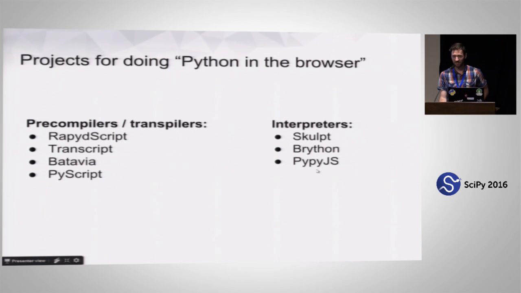And then there are projects that have a proper interpreter in Python that you can execute Python code in, like Skulpt, Brython, and PyPy.js. And then there's a third category, which I didn't list here, which are more like frameworks like Pyjamas, which allow you to create web apps in Python. And the whole of Flexx falls in that category together with Pyjamas.